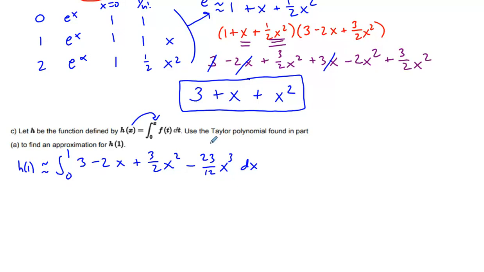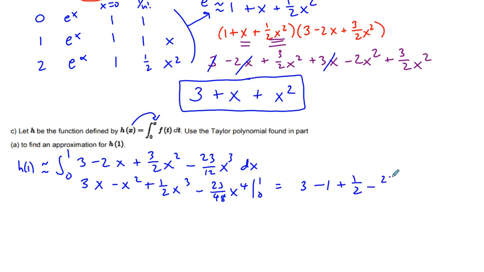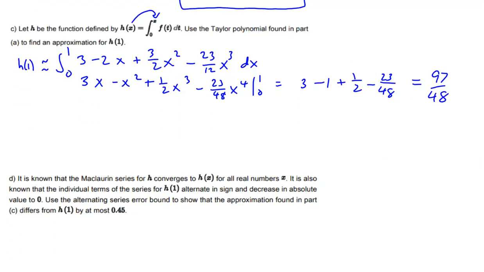This is about as straightforward an integral as you can get because it's all power rule terms. Take the antiderivative, 3x minus x squared plus 1 half x cubed minus 23 over 48, because of the 4, x to the 4th, evaluated from 0 to 1. That's nice because I just need to plug in the 1 here. 3 minus 1 plus a half minus 23/48. And you're allowed to leave that alone. That's done. But if you'd prefer, it's 97/48. There's your approximation.